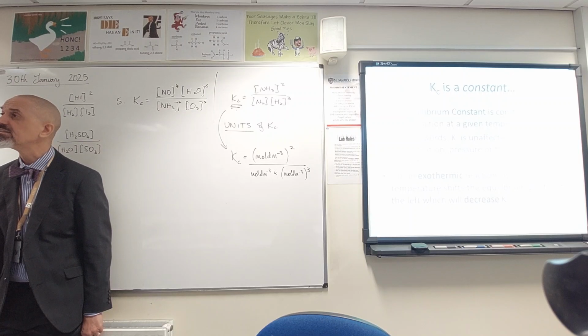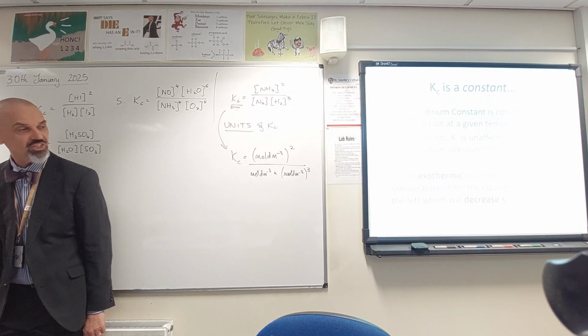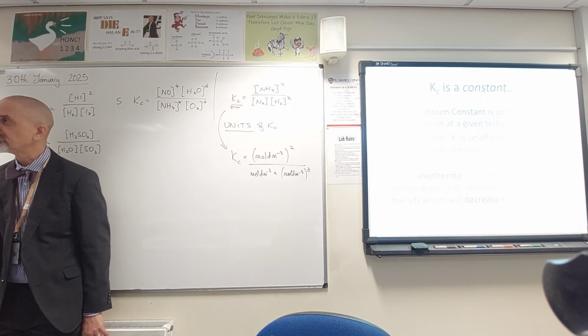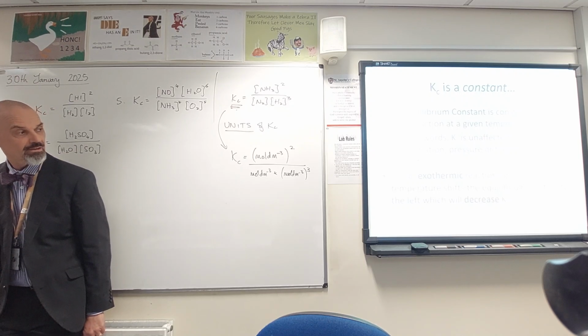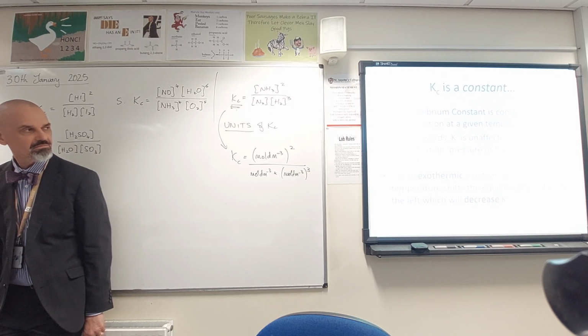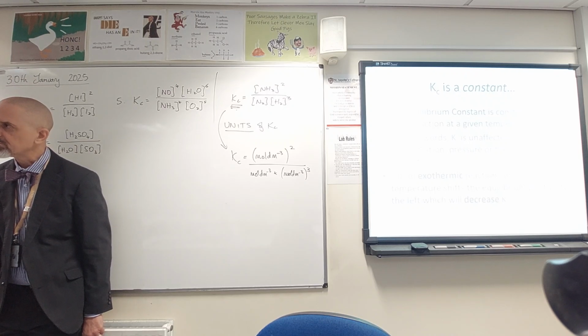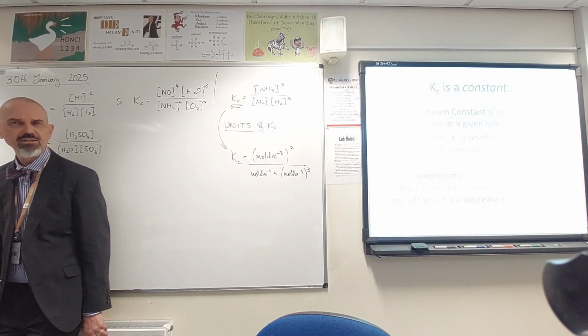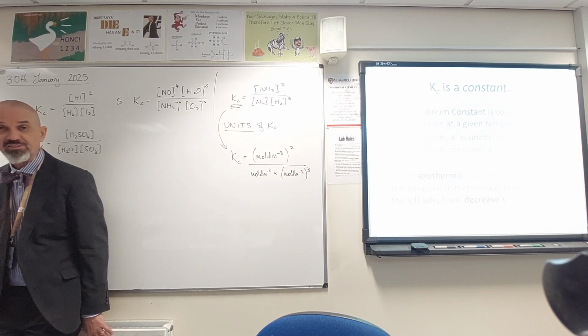Go on, Timmy. You can cancel out. What would you like to cancel? The bottom mol per dm cubed will come to the square. It won't cancel, because there's 2 on the top and only 1 on the bottom, so you take 1 from the bottom and have 1 left at the top. You can do that. There's nothing wrong with what you said.